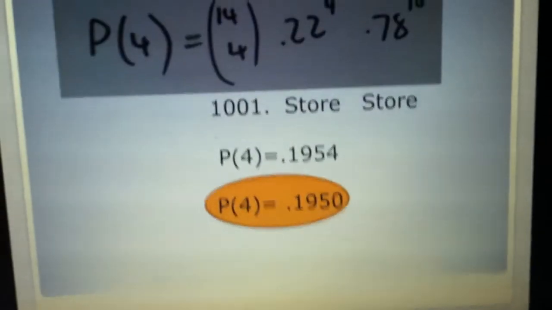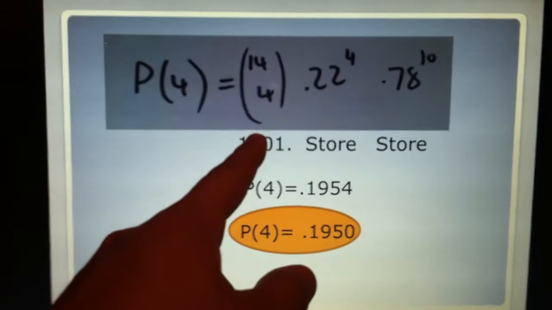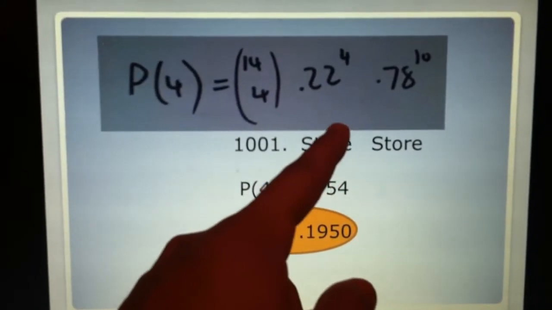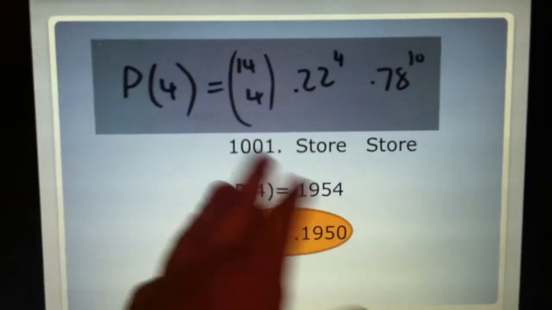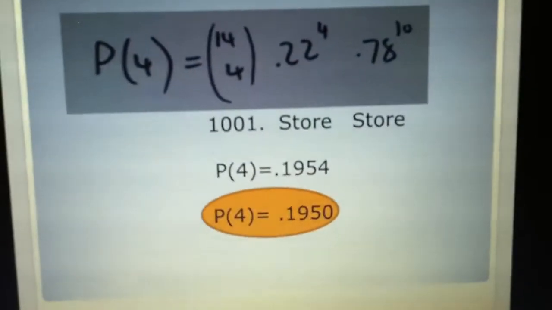So now let's plug it in. That comes out with the p and 4. We're going to do 14 nCr 4, then 0.22 to the 4th, and then 0.78 to the 10th, because that's what 14 minus 4 comes out to, so that's why that 10 is going to be there. Okay, so if we're going to do this right here, remember, we have the 14. We're going to use nCr over there, to 4.